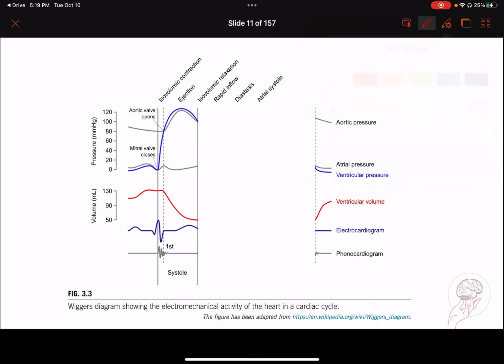Okay, let me erase some of this or else it'll get too crazy. Okay, so we've gone through isovolumetric contraction. Again, volume same, pressure is increasing.